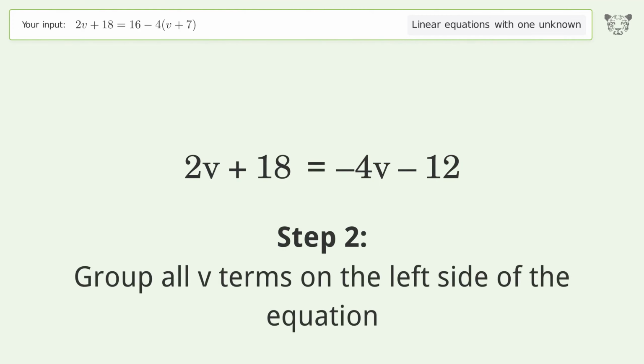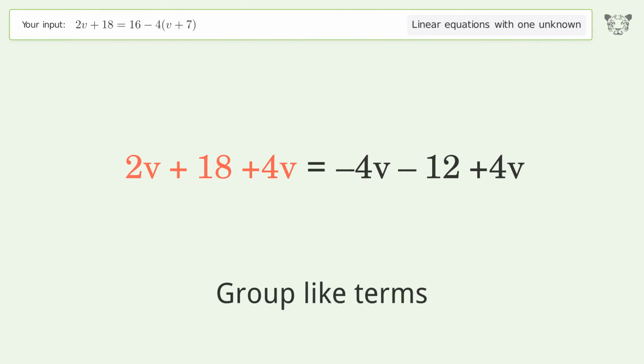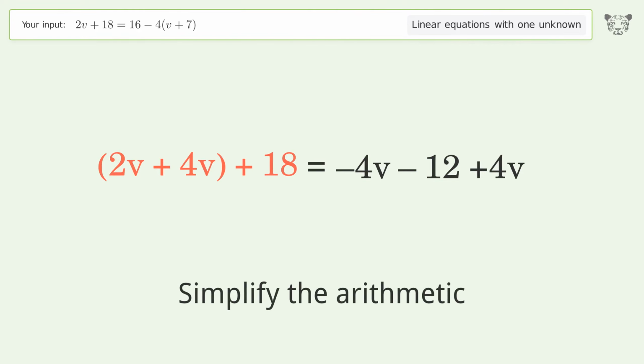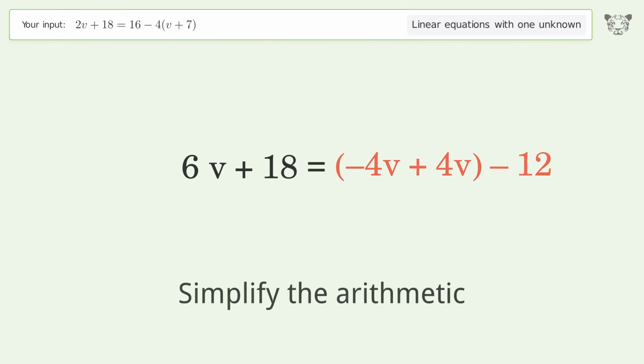Group all v terms on the left side of the equation. Add 4v to both sides. Group like terms. Simplify the arithmetic. Group like terms. Simplify the arithmetic.